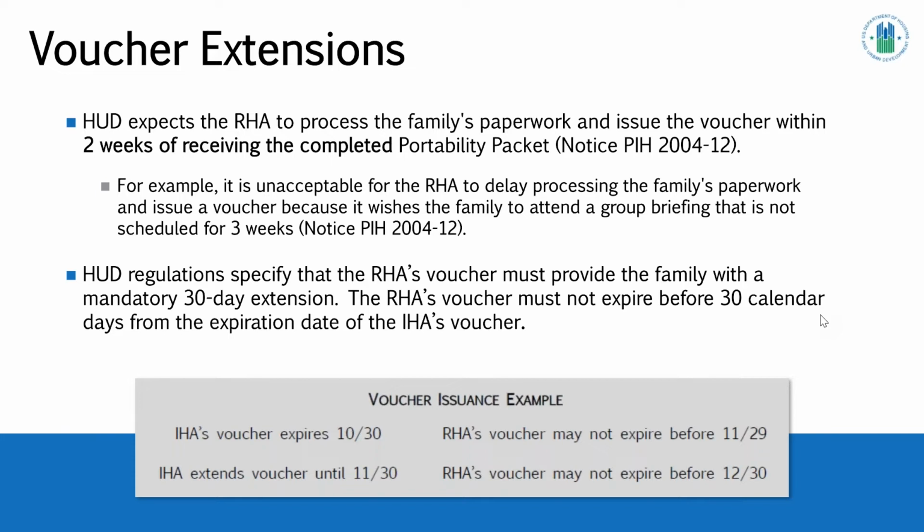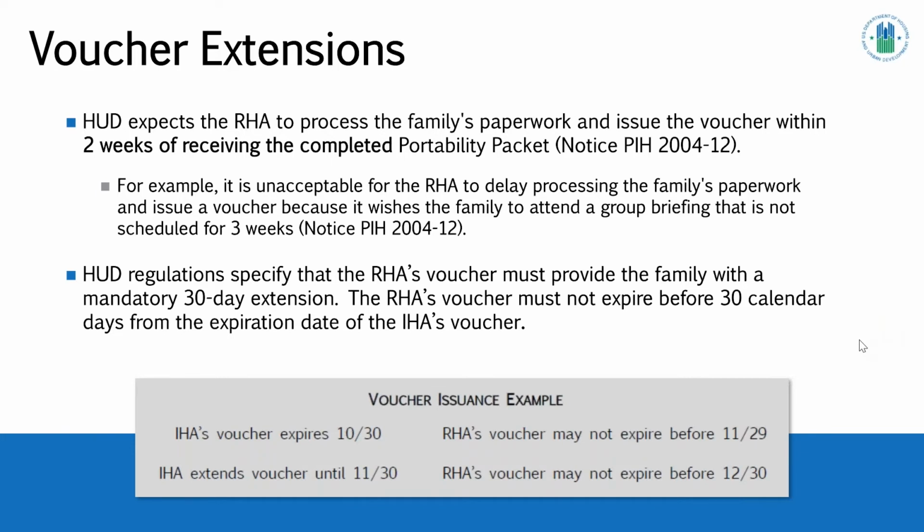The initial housing authority issues a voucher and it expires on October 30th. The receiving housing authority's voucher may not expire before November 29th. The initial housing authority extends the family additional time, extends the voucher until November 30th. The receiving housing authority's voucher may not expire before December 30th.